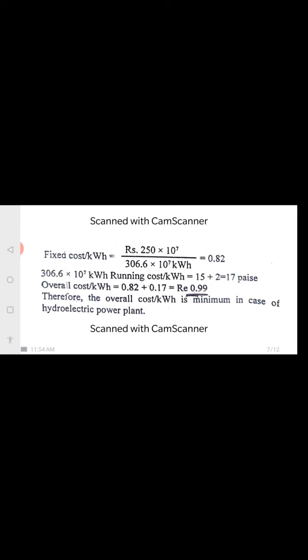And we found that the overall cost is equal to fixed cost plus running cost. The overall cost was only 67 paisa for the hydroelectric power plant, and 99 paisa for the nuclear power plant. Hence, as the cost of power generation is lower in the hydroelectric plant, we will select that. Thank you.